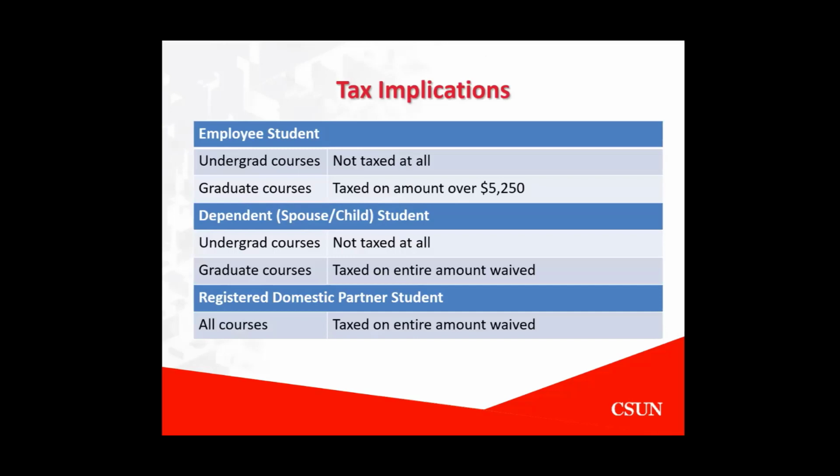Tax implications. There are tax implications for the fee waiver benefit based on the course level, the dollar amount of the benefit, and the relationship between the student and the employee. For employees using the benefit, undergrad courses are not taxed, but graduate courses are if the waived fee amount is over $5,250. For dependents using the benefit, undergrad courses are not taxed at all, and graduate courses are taxed on the entire waived amount. For registered domestic partners, all courses are taxed on the entire waived amount.